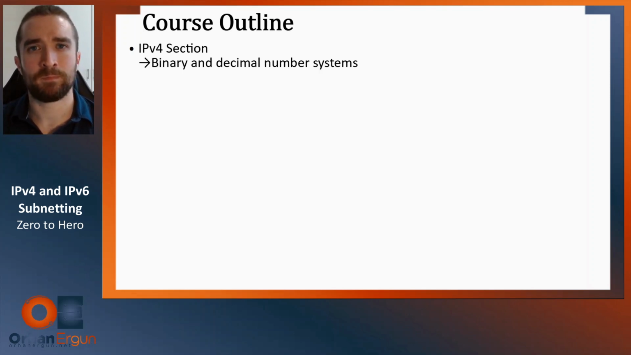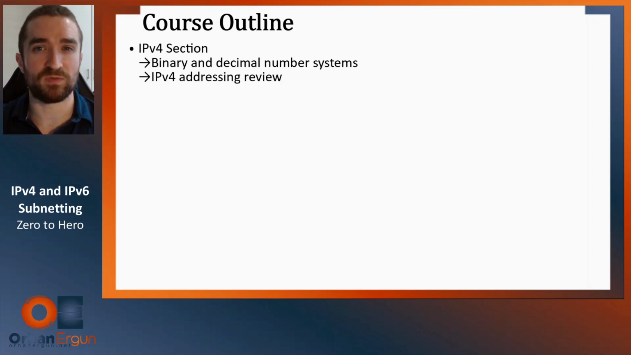That's decimal. However, computers think and operate using binary. Binary is a number system that only has two digits, 0 and 1. And in order to understand IPv4 addresses and IPv6 addresses too, you have to understand binary. So we will cover that in this first video of the course.